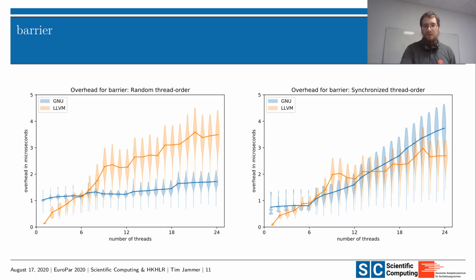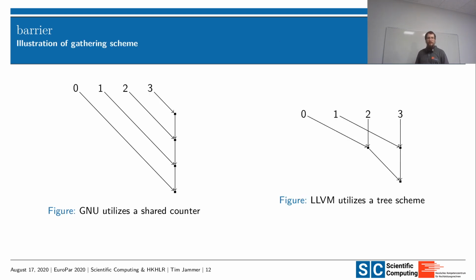And we can see that the GNU implementation's overhead rises quite linearly, so I suspect there might be a linear scheme behind that. And you see that the LLVM implementation's overhead has a logarithmic curve, so I suspect there might be a logarithmic scheme behind that. So let's have a look at the scheme behind that, and indeed LLVM utilizes a tree-like scheme while GNU utilizes a single shared counter.